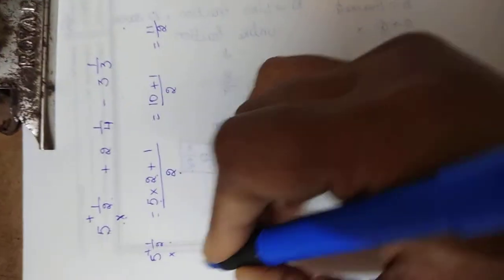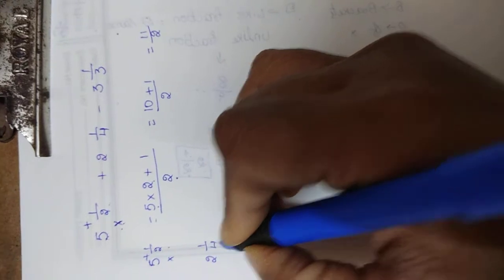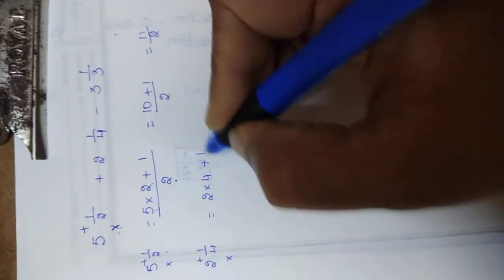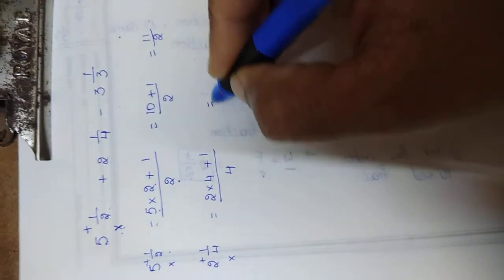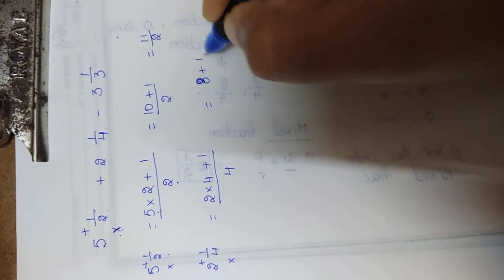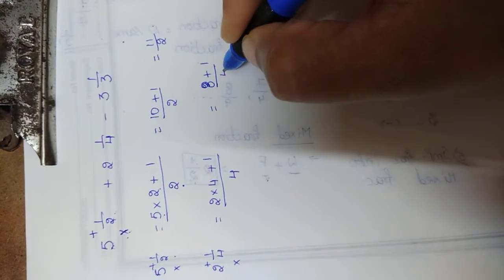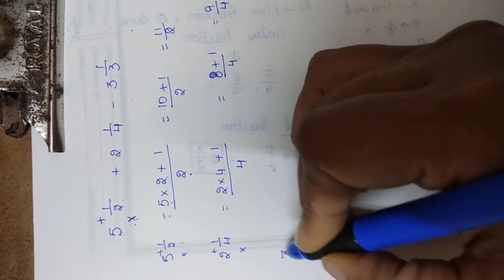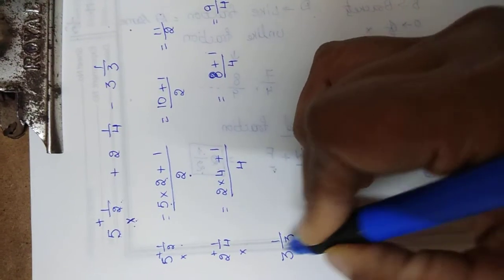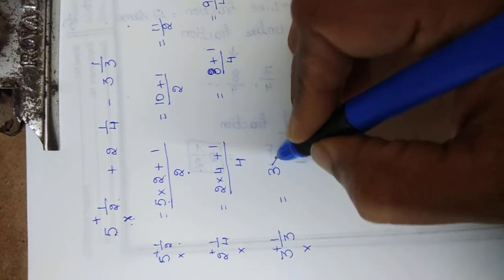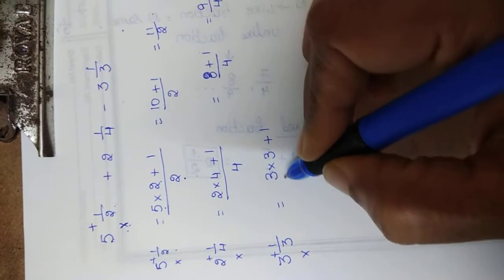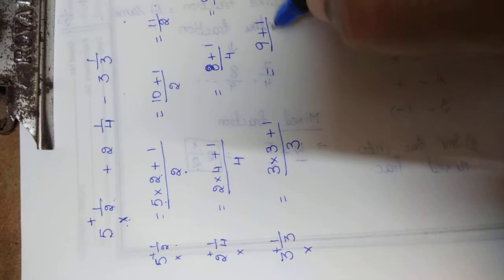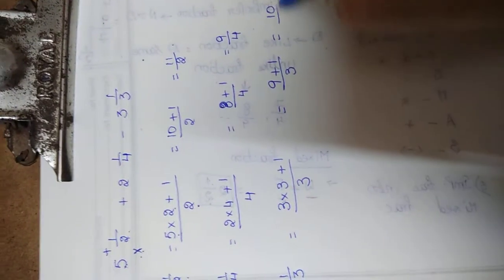Now in the same way we are going to complete the other two mixed fractions. 2 1 by 4: 2 into 4 plus 1 by 4. 2 4s are 8 plus 1 by 4, 9 by 4. Now coming to the third fraction, 3 1 by 3: 3 3s are 9 plus 1 by 3, is equal to 10 by 3.